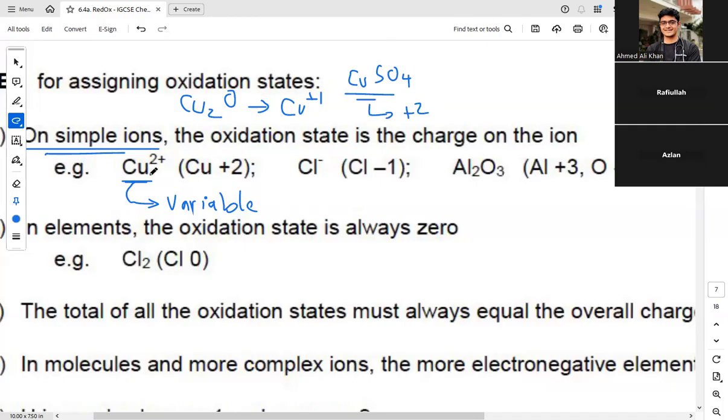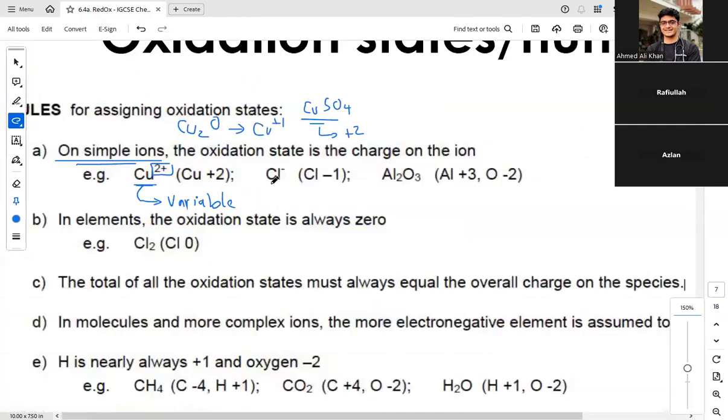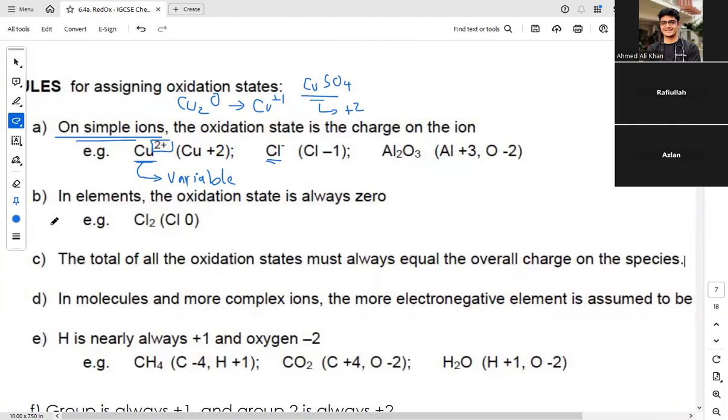So on simple ions, the charge on the ion is equal to the oxidation state. Okay, that's the first rule that you should remember. Same goes for chloride. All group seven elements, they are negatively charged. Okay, they have a -1 charge when they form simple ionic compounds. In aluminium oxide, the charge on aluminium is +3 and on oxygen it is +2. Sorry, -2.